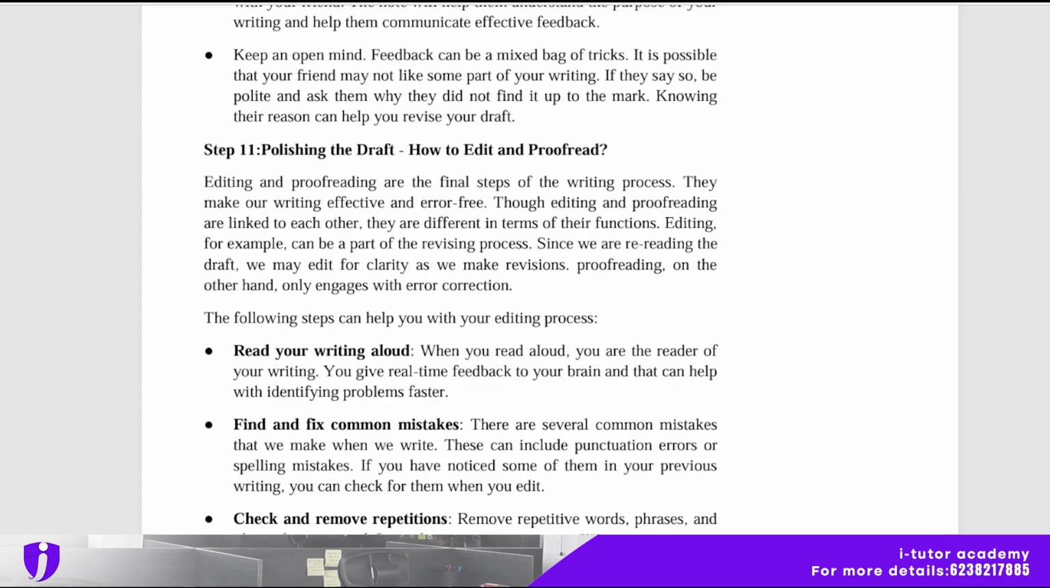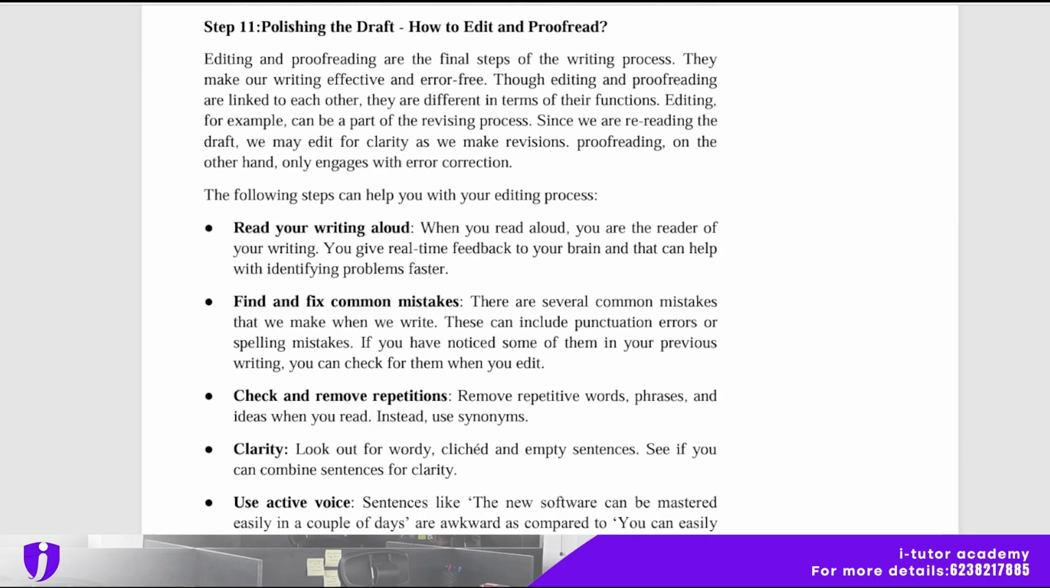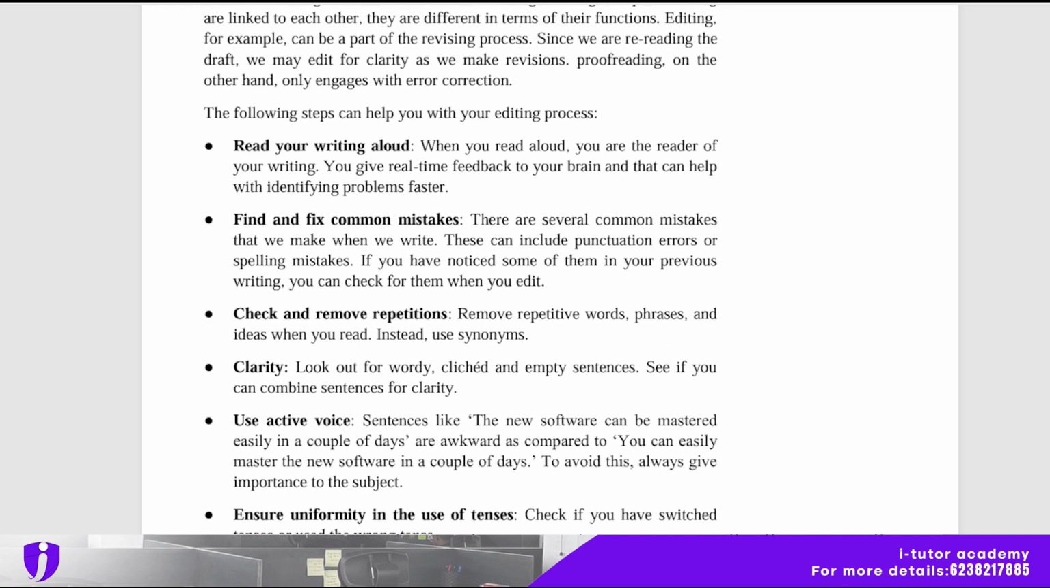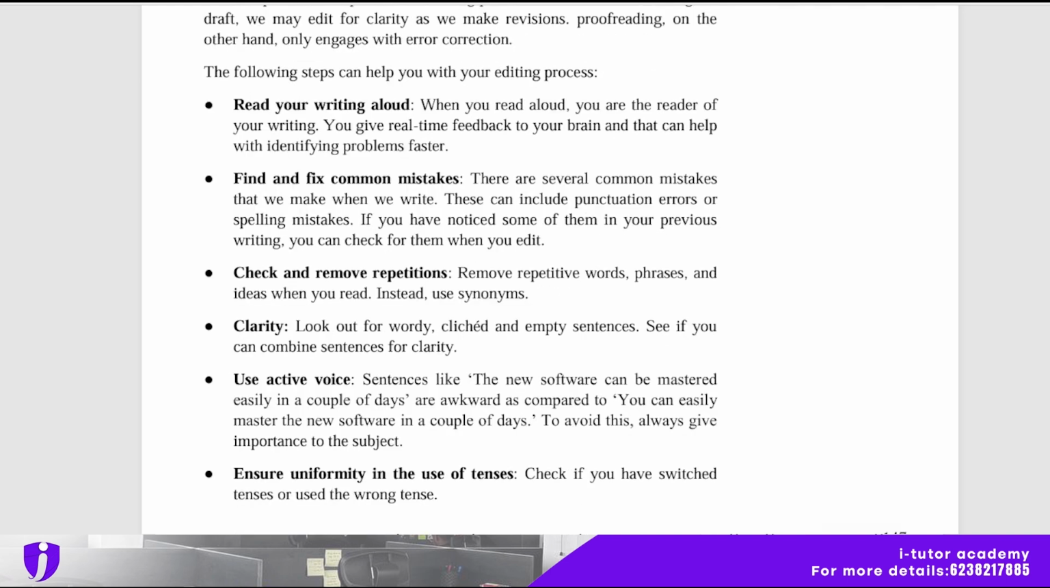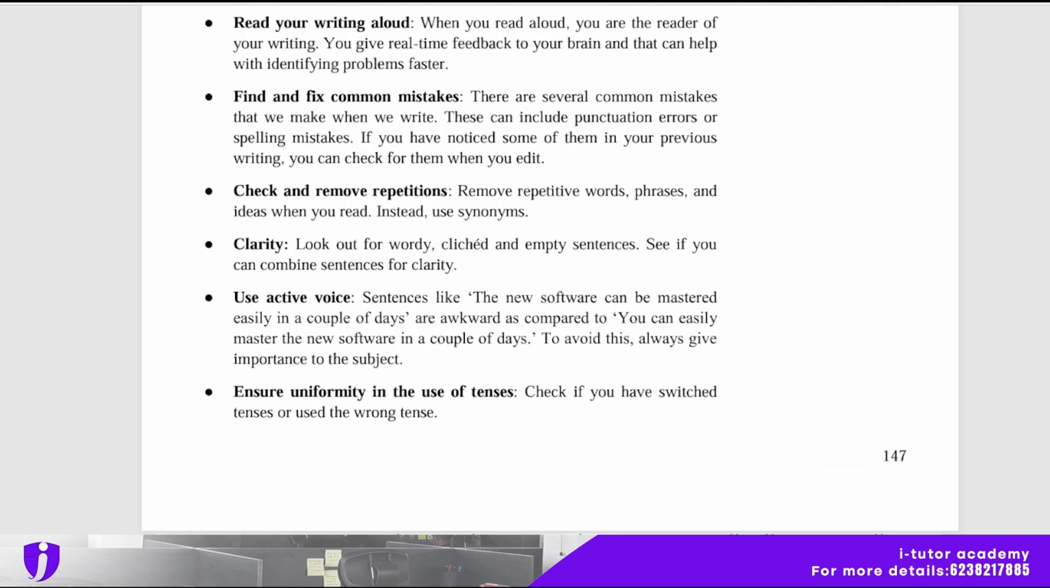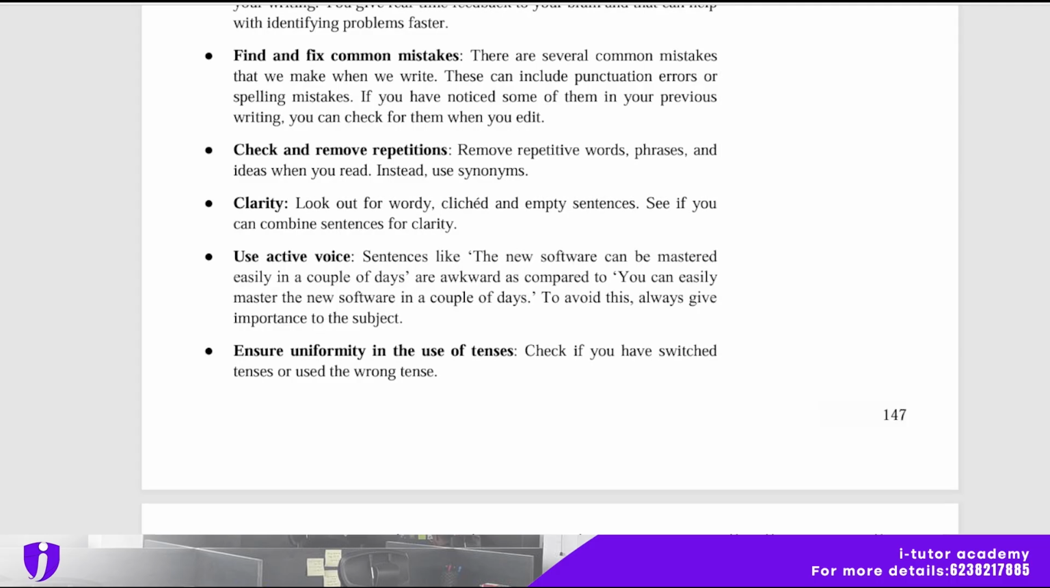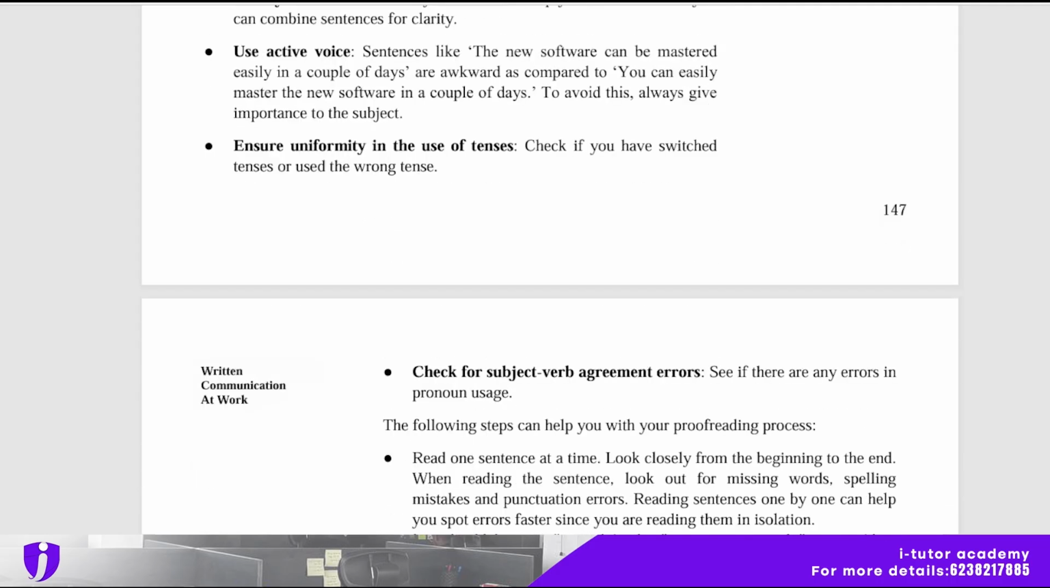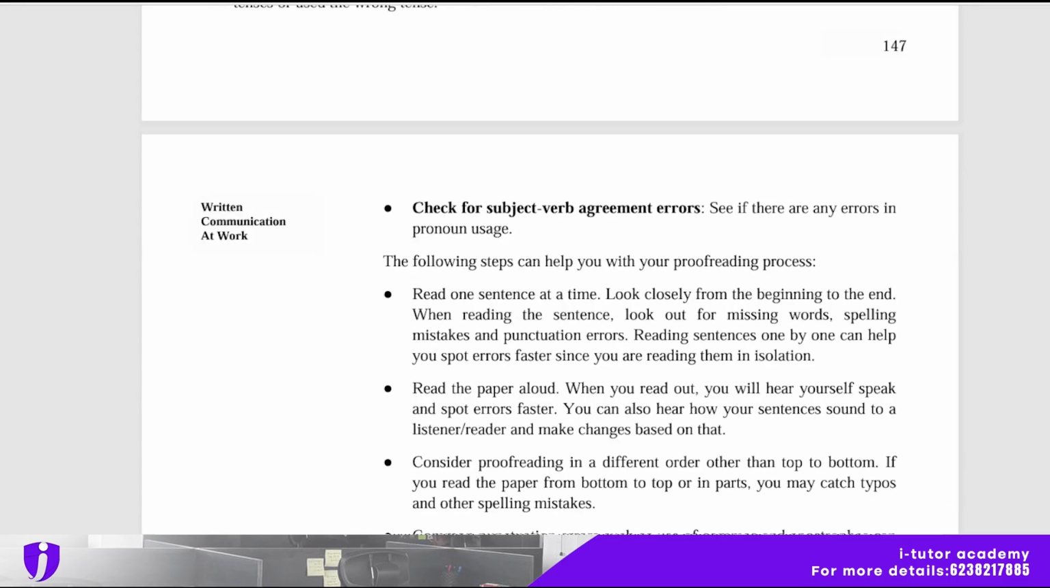Editing and proofreading are the final step of the writing process, so they make our writing effective and error free. The following steps can help you with your editing process. So read your writing aloud, find and fix common mistakes, check and remove repetition, clarity, use active voice, ensure uniformity in the use of tense, check for subject verb agreement errors.